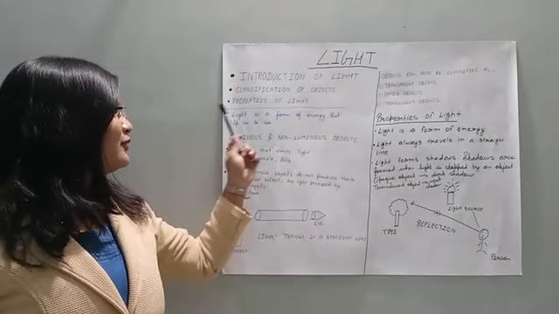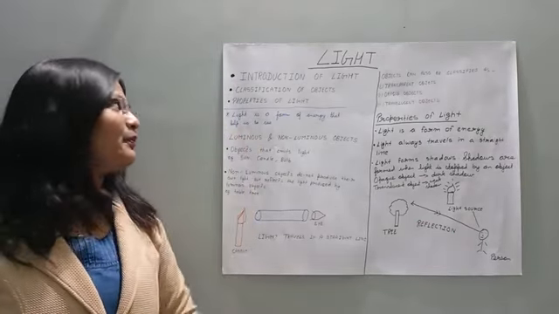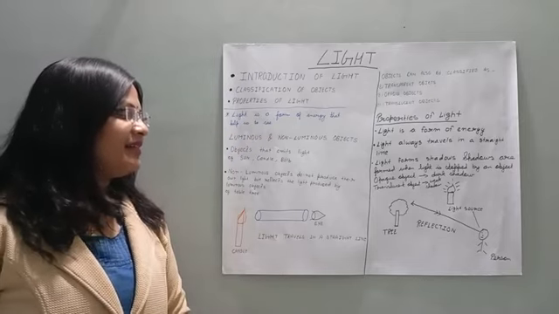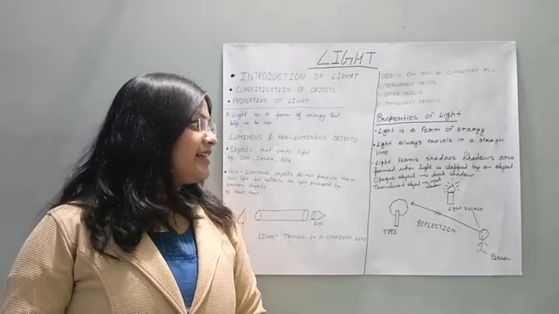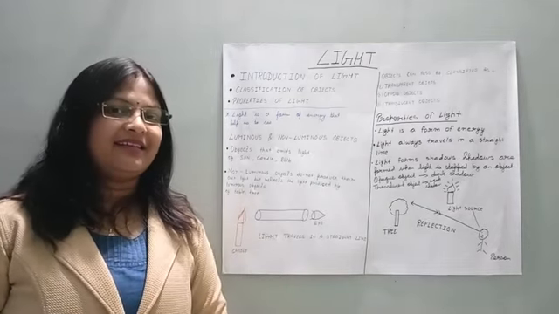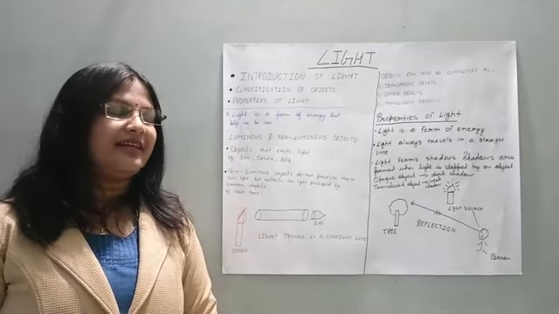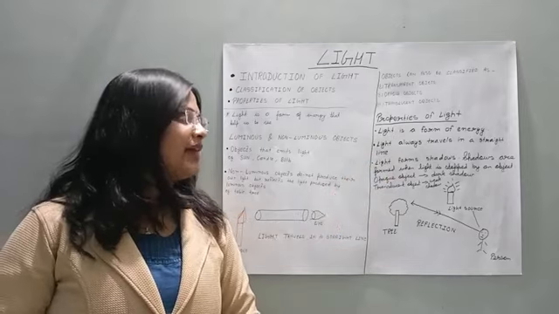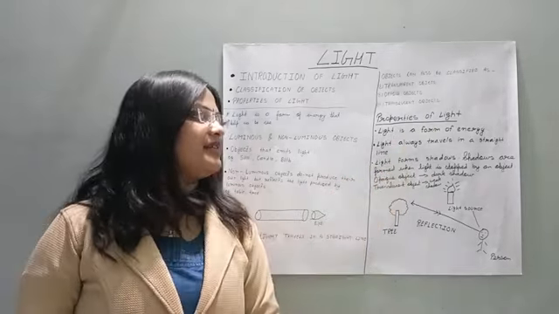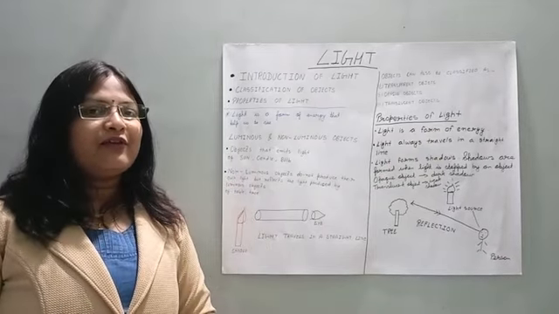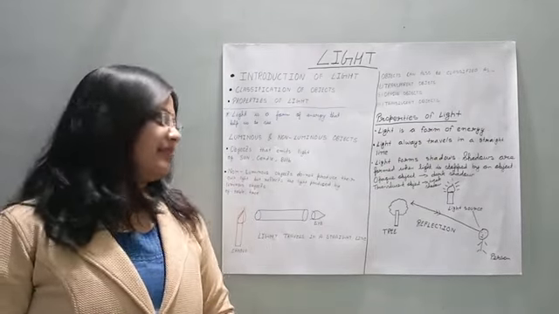Now let's move on to the third subtopic, properties of light. The first property is that light is a form of energy. As I discussed earlier, light is a form of energy. The second property is that light always travels in a straight line. Now with an example I will explain that.